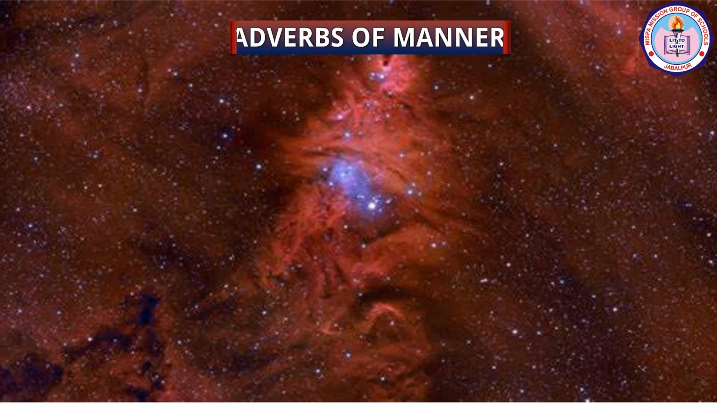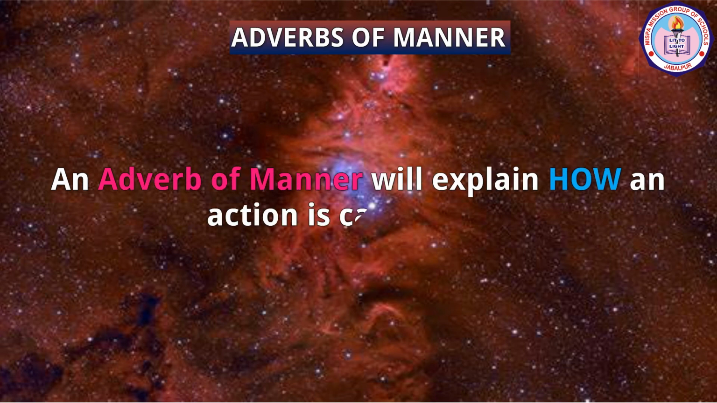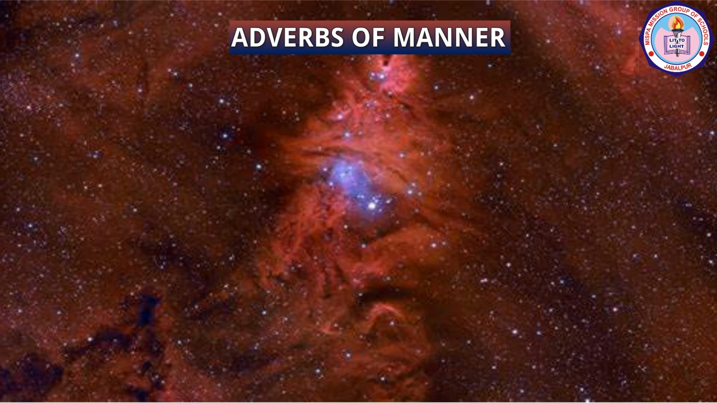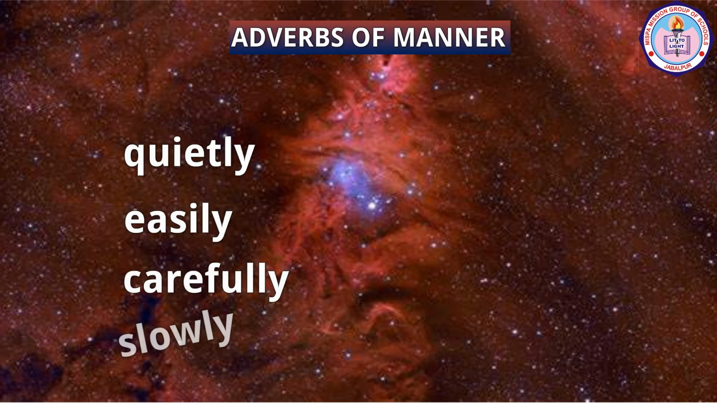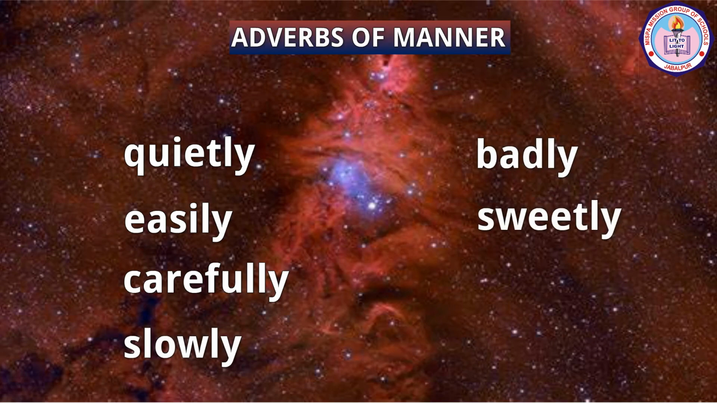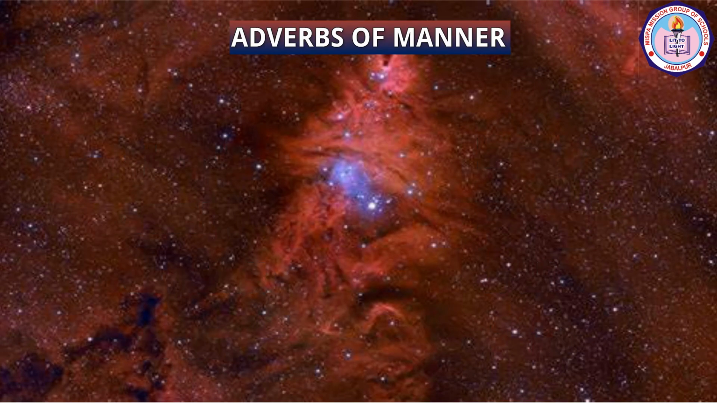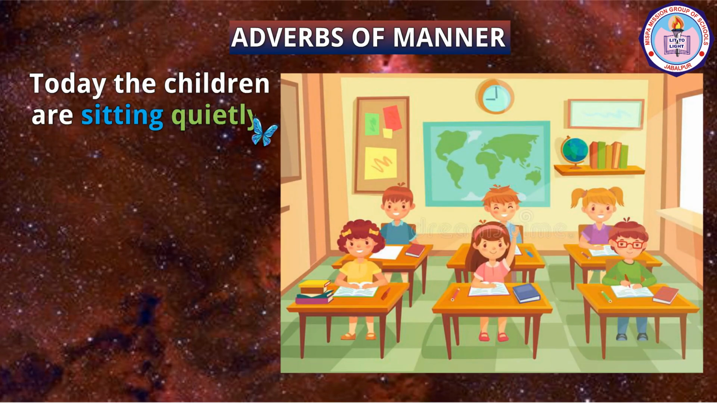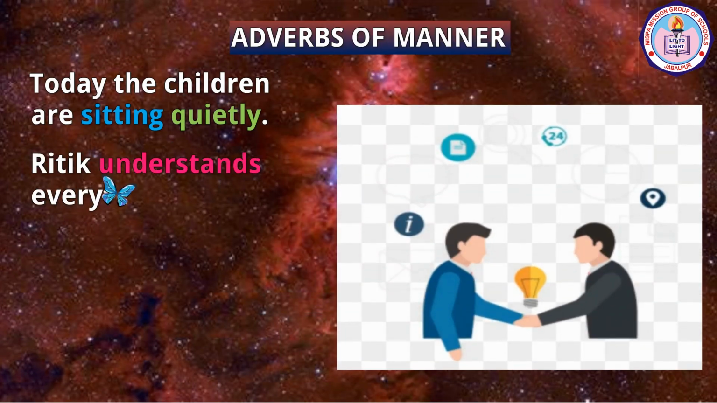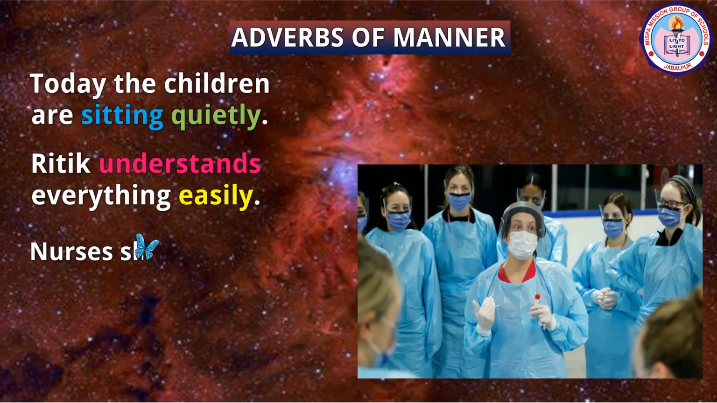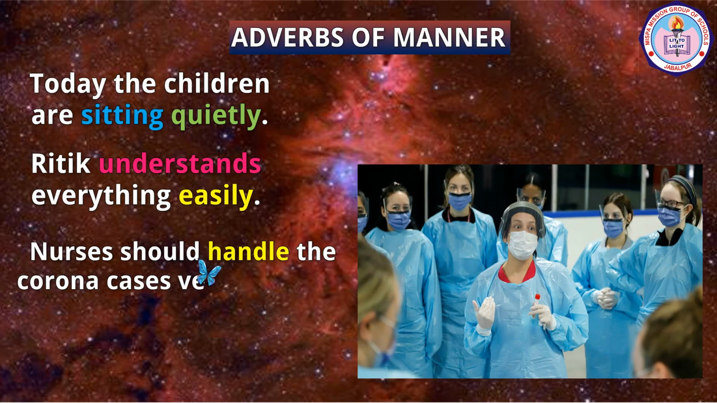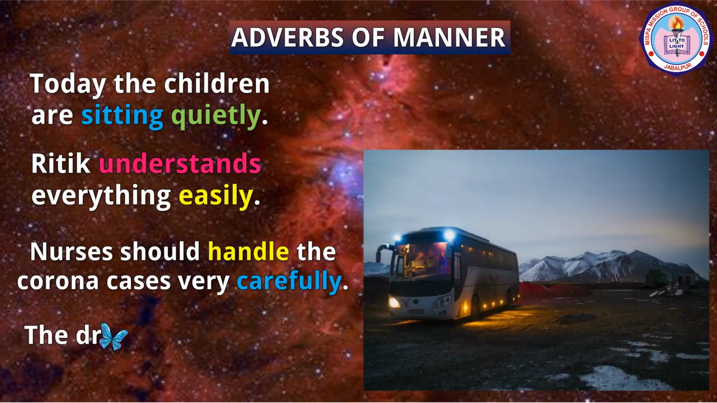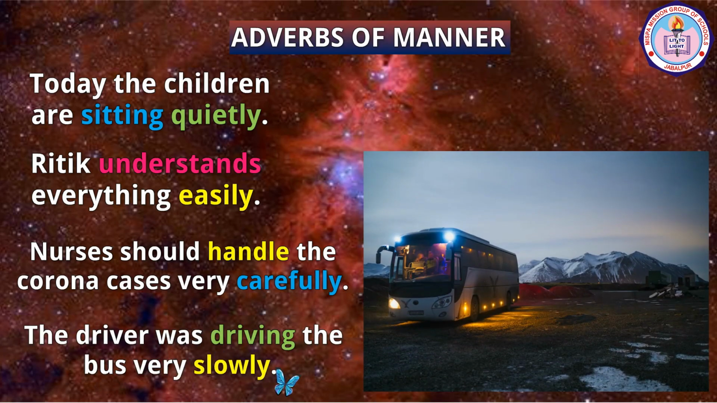Adverbs of manner. An adverb of manner will explain how an action is carried out. Some examples for the manner of an action, how it is performed, are quietly, easily, carefully, slowly, badly, sweetly, well, hard. Today, the children are sitting quietly. Ritik understands everything easily. Nurses should handle the corona cases very carefully. The driver was driving the bus very slowly.